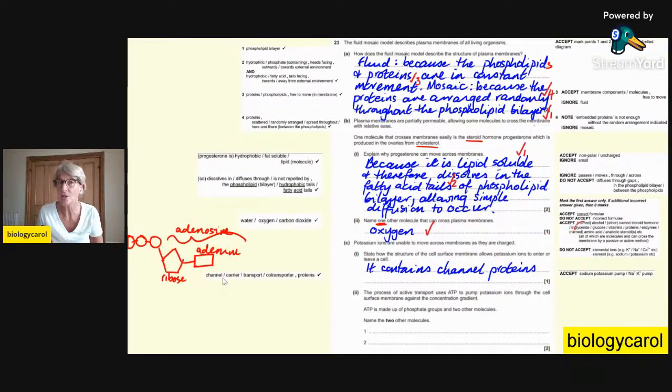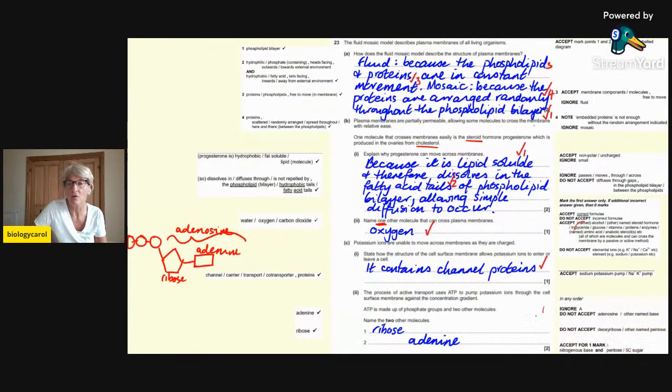You need to know adenine and ribose. So the 2 answers are adenine and ribose, which you can obviously put in any order. Look, do not accept adenosine because that's not one of the other 2 molecules. And you had to get the pentose sugar. You had to name it correctly. But if you put just nitrogenous base and a pentose sugar, you would have at least got 1 mark if you didn't know exactly what they were.